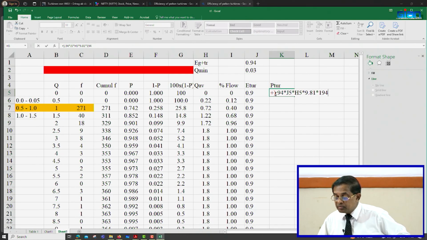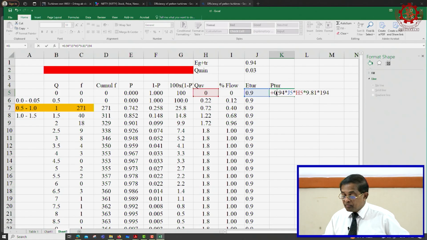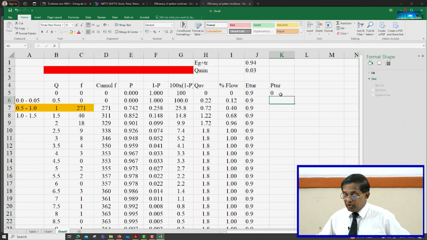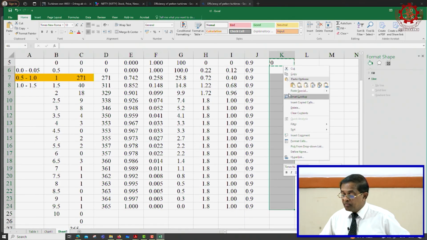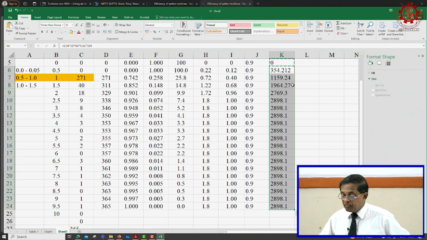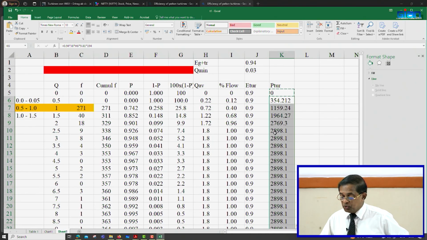Have I typed something wrong here? Let me see whether there are any typing mistakes. That is right. It is 0 because the flow is 0. We will copy it all down up to here. So it says 2898, and our calculation earlier said 2900, so we can round it to 2900 if you want.